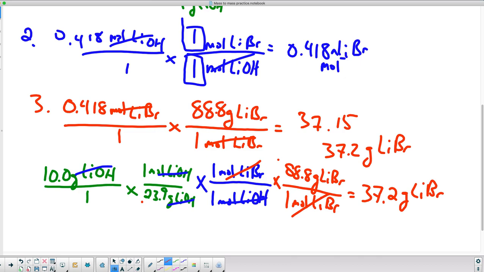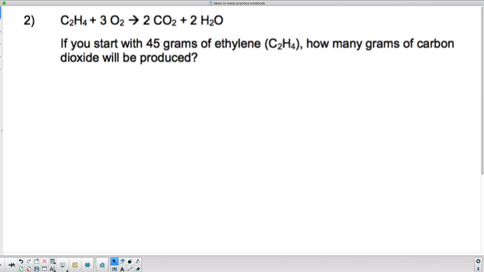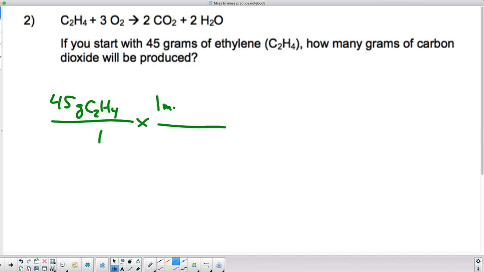That's it. So 10 divided by 23.9 times 88.8 gives me that number. That's not so bad. So let's take a look at another one, the next one, as an example. Okay, and we're going to do exactly the same thing with the 3 steps. I'm going to put them all together in a long line so you can see how all 3 steps work. I'm going to start off with my first step that says 45 grams of ethylene, which is C2H4, all over 1, like this, times. And then my first one is going to be 1 mole of ethylene on top, like this, and then some number of grams of ethylene on the bottom, like that.